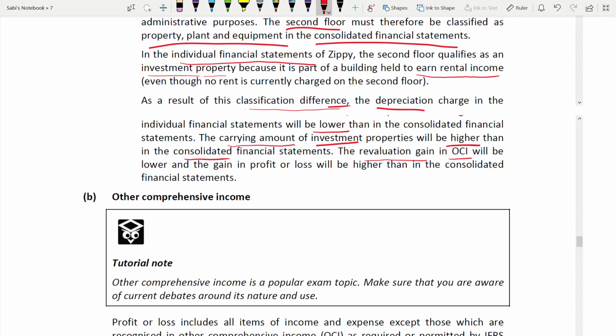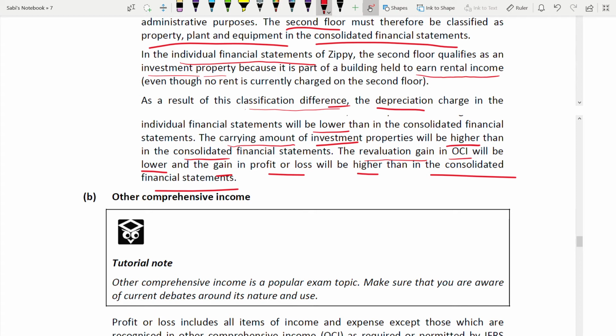Because what are we doing? The difference between individual and consolidated. So we are saying here it is lower, here it is higher. These are the differences. Simple, no? OCI will be lower and the gain in P&L will be higher than in the consolidated financial statements. That means in the individual financial statements, the revaluation gain in OCI will be lower. There are two types of gain, okay? One is going in OCI, one is going in the profit and loss account. The one which is going in OCI will be lower in the separate, individual statements.